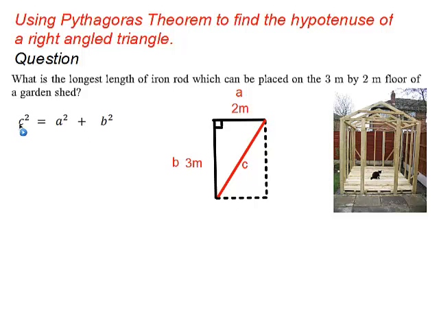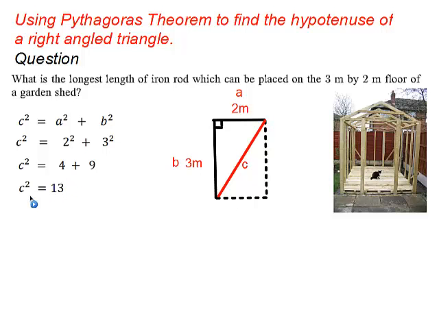The square on the hypotenuse is the sum of the squares on the other two sides. Then we substitute what we know. A is 2, B is 3. So we know C squared is 2 squared plus 3 squared. No need to reach for a calculator for that one. We can simplify in our head. 2 squared is 4, 3 squared is 9. So C squared is 4 plus 9, which is 13.